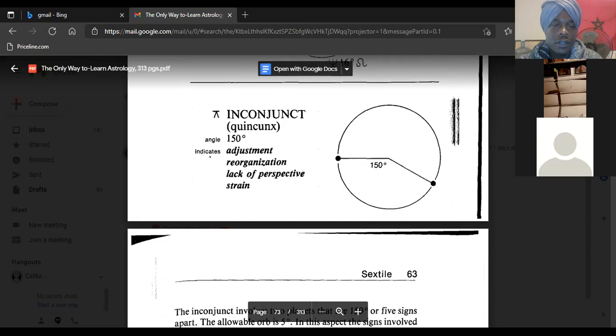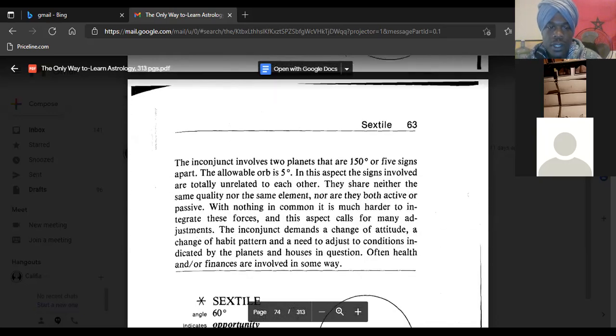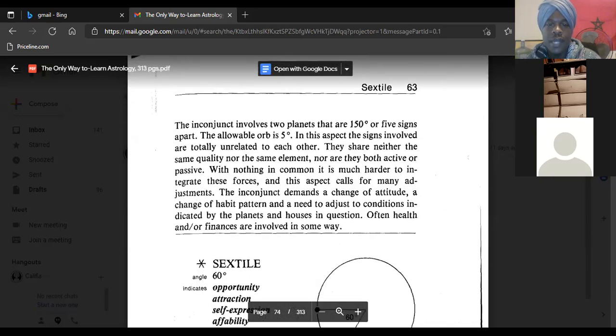The inconjunct, a 150-degree angle, indicates adjustment, reorganization, lack of perspective, and strain. This inconjunct involves two planets that are 150 degrees or 5 signs apart. The allowable orb is 5 degrees.